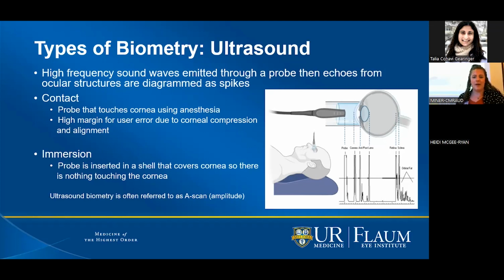But then immersion came about, and it's the same concept as the contact. It's still an ultrasound, but this probe is going inside this shell that basically goes around the cornea. It's called a Prager shell. That shell is filled with a fluid, and the probe is inserted into the fluid. So there's nothing touching the cornea, and you're not having that compression or that margin for error because of that. So immersion ultrasound is still used in certain cases today. It's not as common, but it's available as a secondary measurement if needed, which we'll talk a little bit about. And you'll also hear often this referred to as an A scan. The A stands for amplitude.